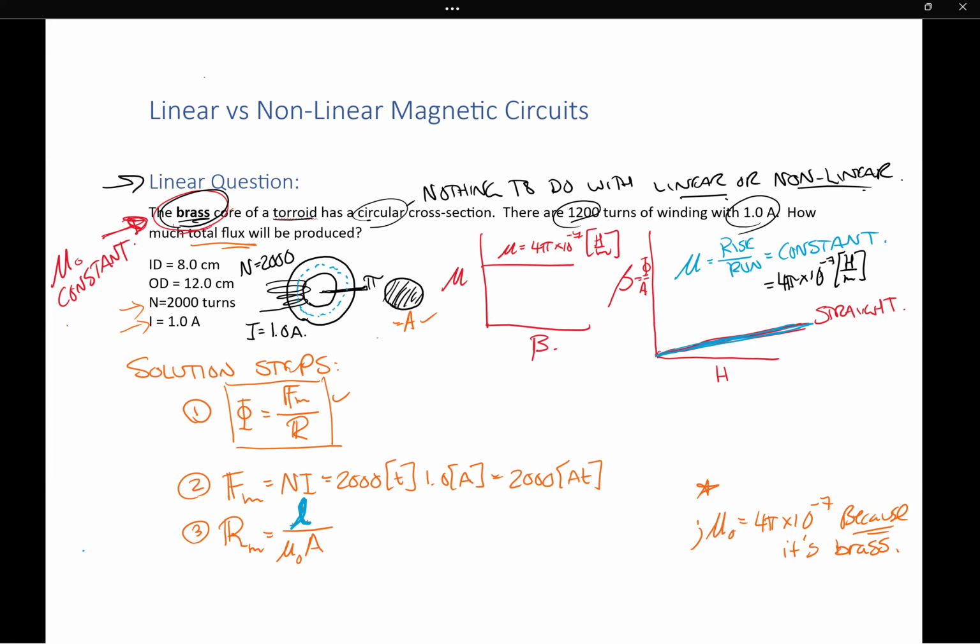flux would be traveling. Well, if I take a look at the inner diameter is 8 centimeters and the outer diameter is 12 centimeters, then the middle must have been 10 centimeters. So what I'm looking at for mean path length is sort of a path that has radius equals 10 centimeters. That's one way to do it. And then you can calculate the circumference, right? Circumference equals pi.